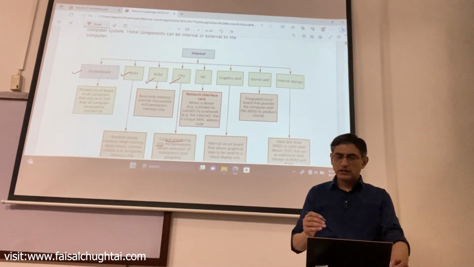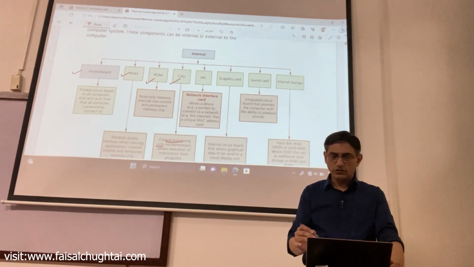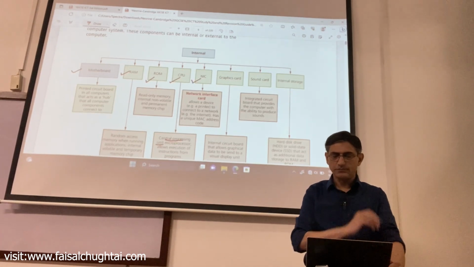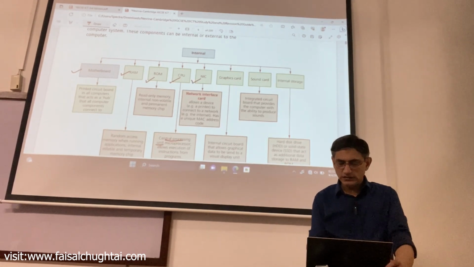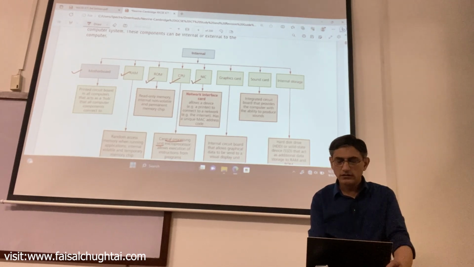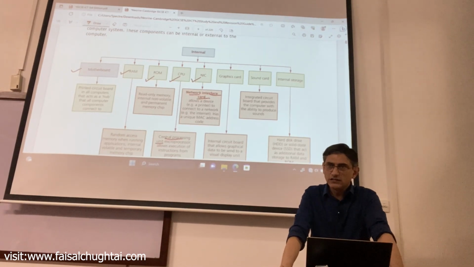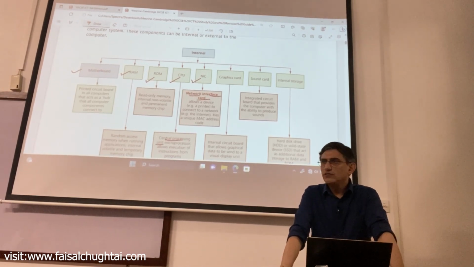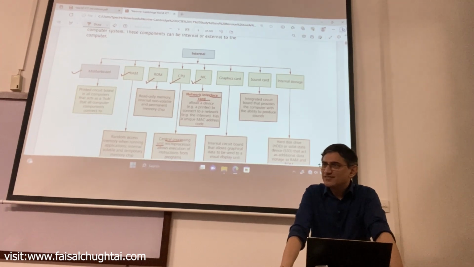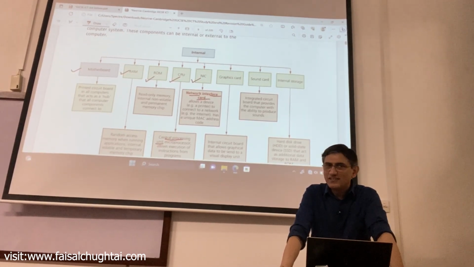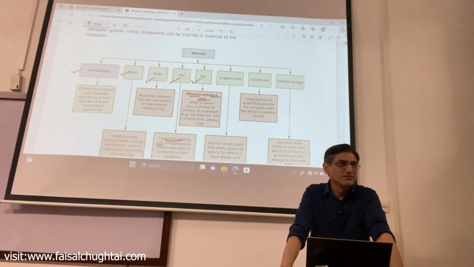All right. Now the next component that I'm going to talk about, internal hardware, is NIC. NIC stands for Network Interface Card. Any idea, anyone, what this might be? Have you heard the term before? Who has heard the term?